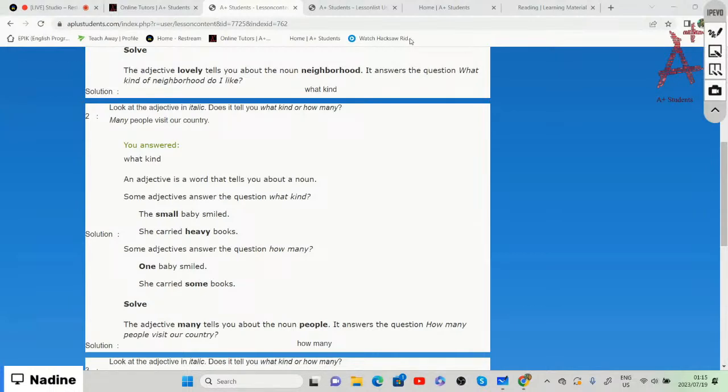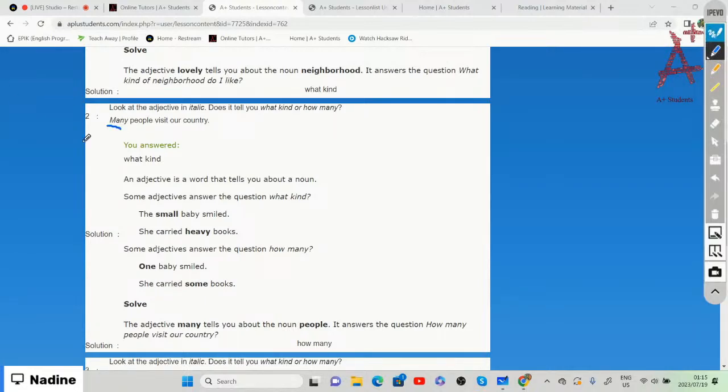So many tells us how many, because it tells us how many people visit our country. It doesn't say 1 million people visit our country. It does not say 10 people, or 100 people, but they're saying many people visit our country. And many can have basically any amount to it. So many is the adjective that tells us how many.